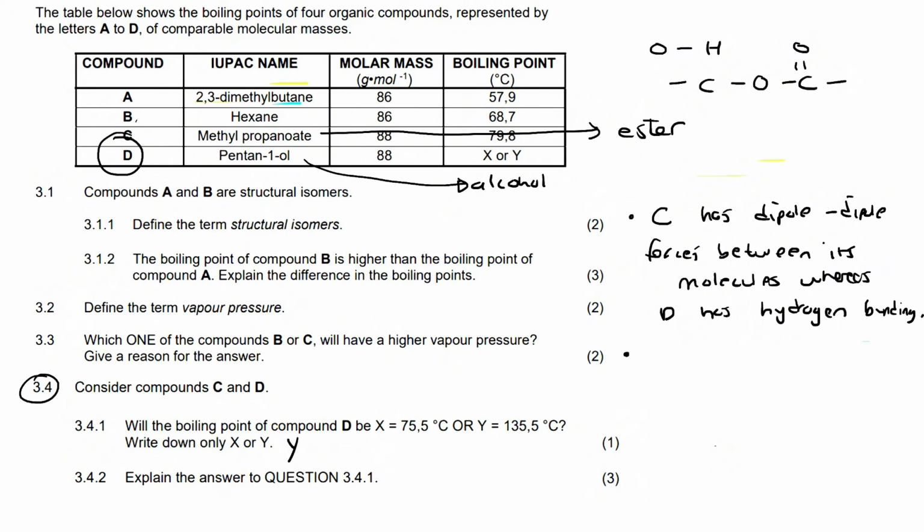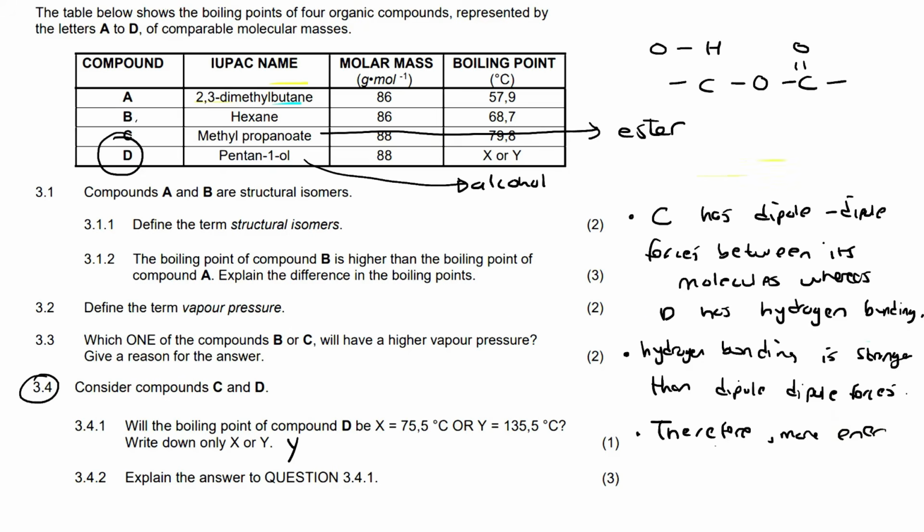In your next step, talk about dipole-dipole versus hydrogen bonding. So we can say hydrogen bonding is stronger than dipole-dipole forces. Then we can summarize. Therefore, more energy is needed to overcome the intermolecular forces in D.